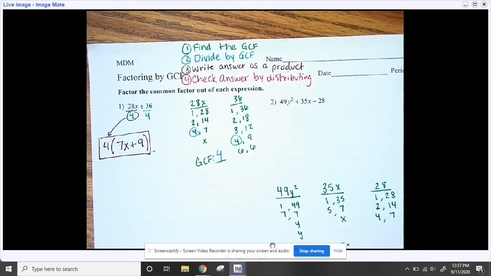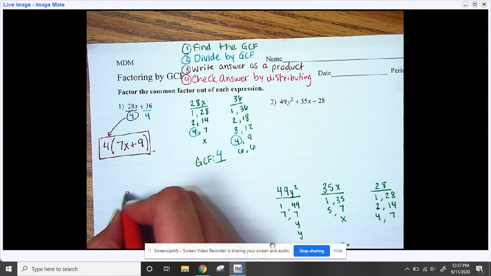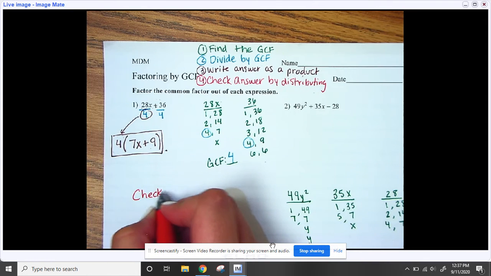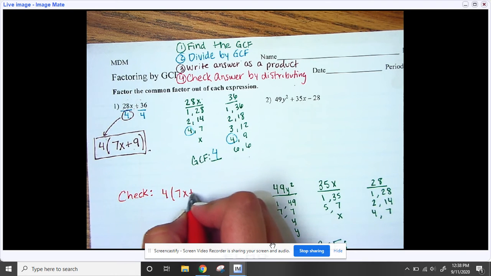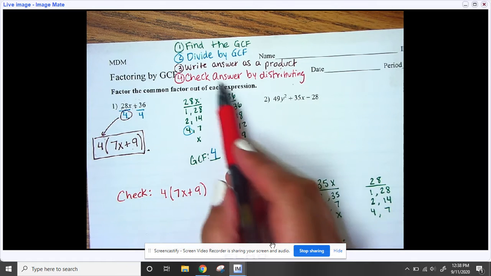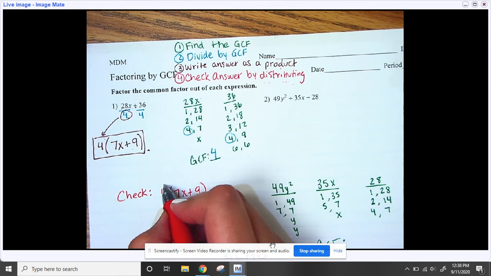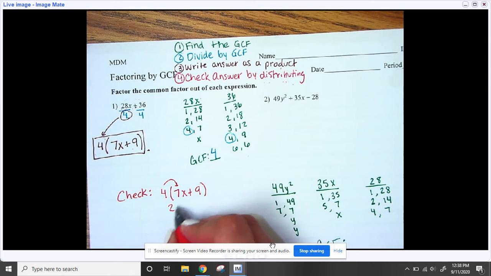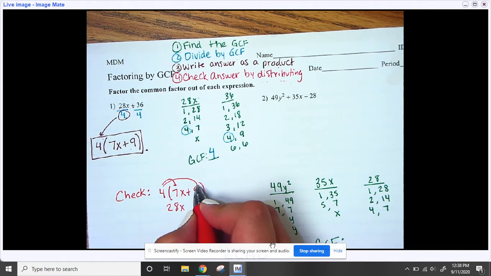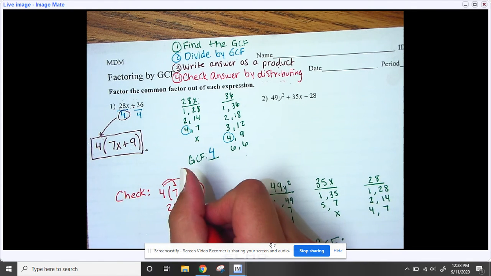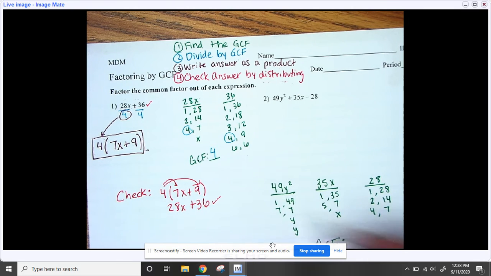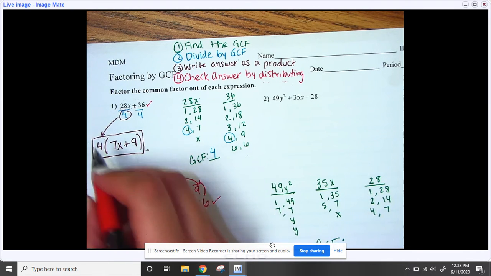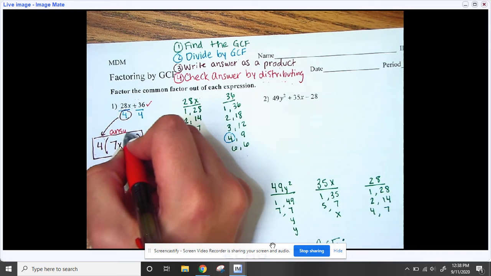But you can always check. So I'm going to show you how to check your answer. To check your answer, you're going to take what you got and you're going to distribute. So 4 times 7x is 28x. And 4 times 9 is 36. That matches the same thing that I had at the beginning. So this is my answer. Okay, so this is your answer.